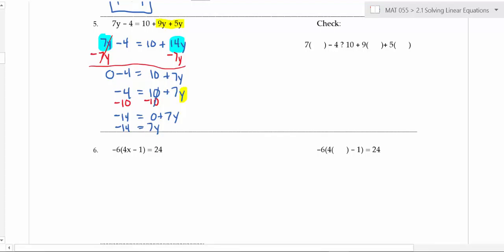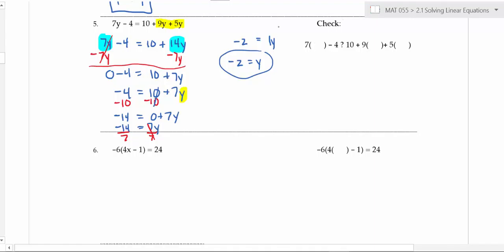Then what you can do is divide both sides by 7. Okay, so when you do that, that gives you 1y is equal to, and then negative 14 divided by 7 is negative 2. So you get y equals negative 2. So that's all the steps. There are some things you can bypass on that.